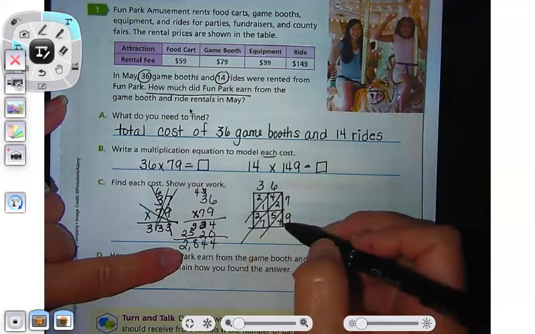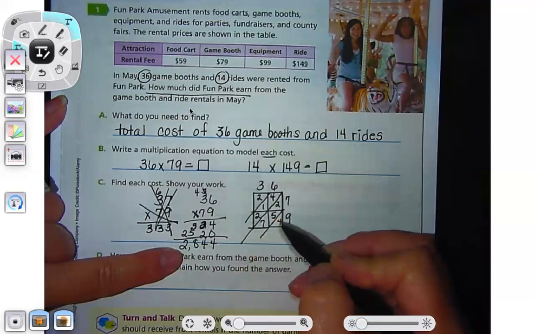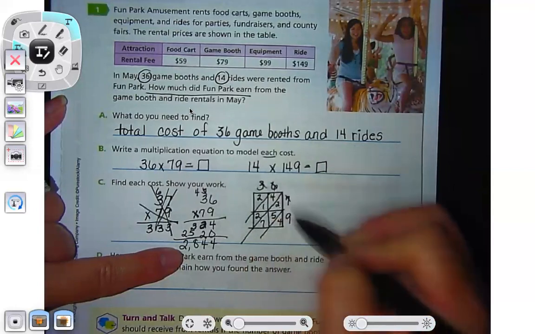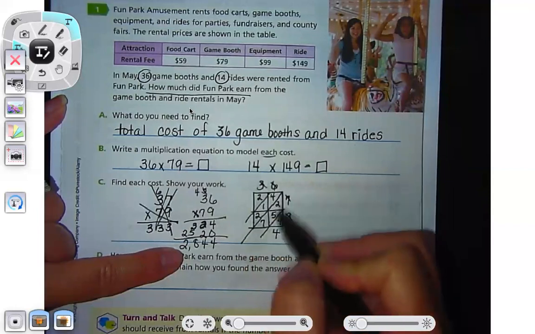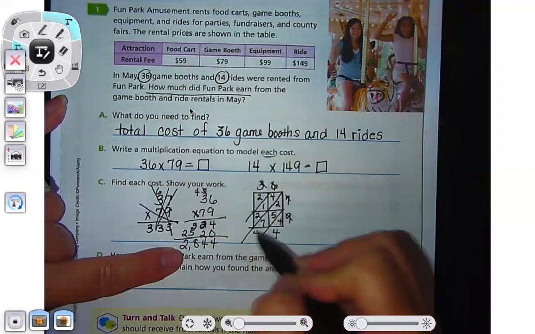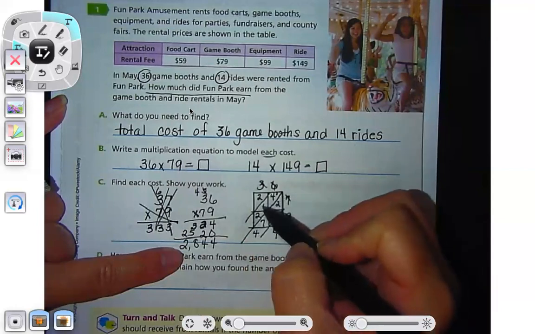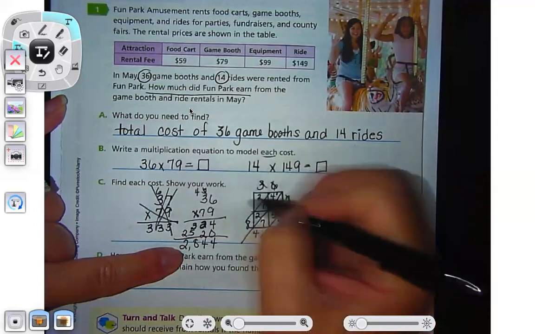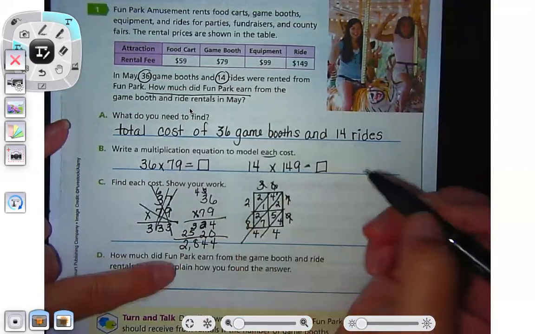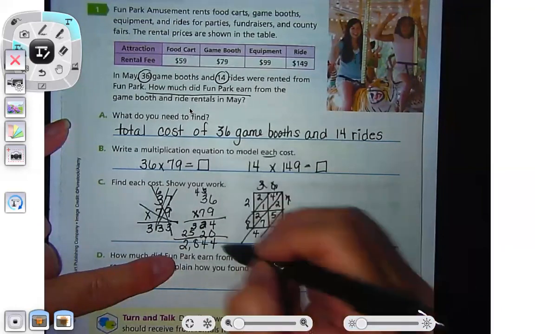Now I can add my boxes diagonally, my rows here. So I'm going to get rid of these factors. Go here. We've got 4. 2 plus 5 is 7, plus 7 more is 14. Regroup my 1. 1 plus 4 is 5, plus 1 more is 6, plus 2 more is 8. And then I'm just going to bring my 2 over here. So we've got 2,844. It does check out.